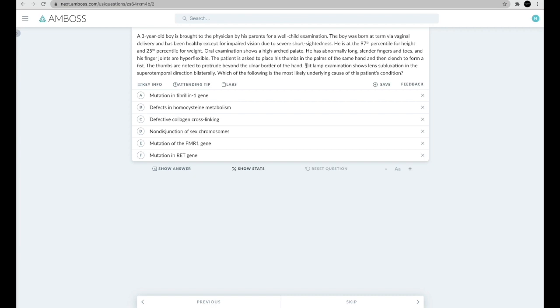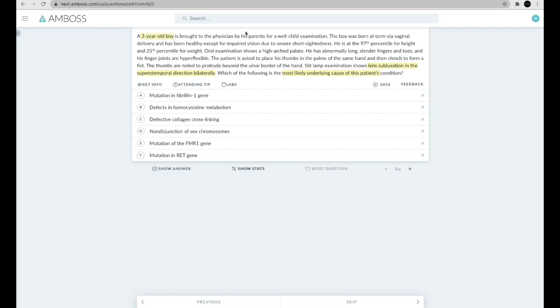Again, I'm just going to read the last 2 lines. Slit lamp exam shows lens subluxation in the supratemporal direction bilaterally. Which of the following is the most likely underlying cause? So right now I know there's lens subluxation up and out. That's what we mean by supratemporal. So I didn't reach anything.